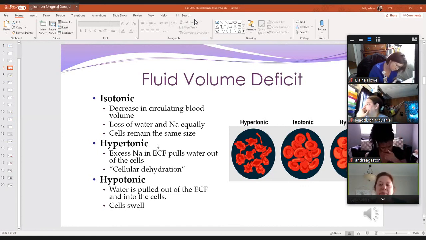And then with hypotonic, that is opposite. There's more salt inside the cell. So all that water that's outside the cell is now being sucked up into the cell, making it swell. Okay. All right.